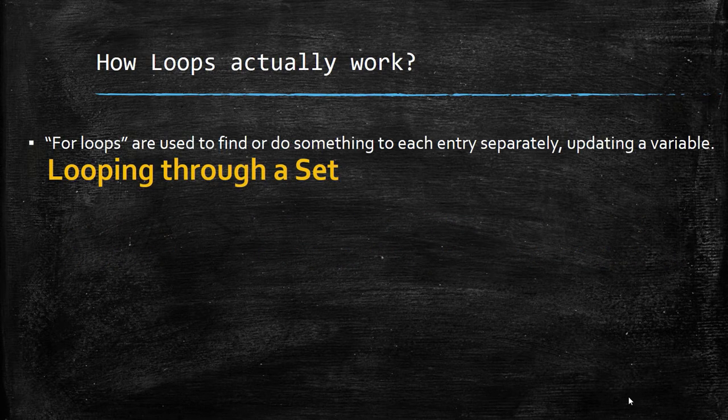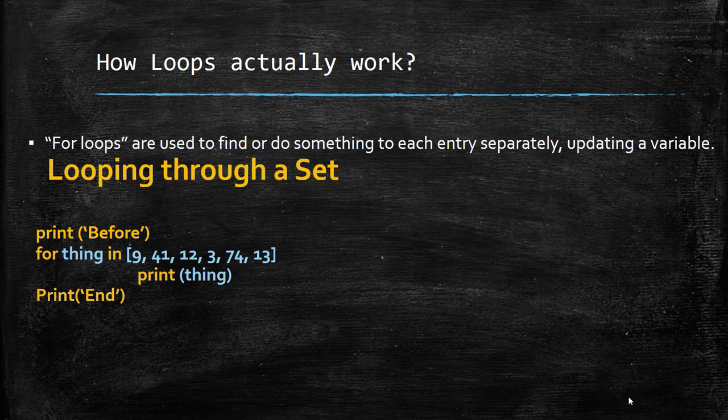Now for loops are used to do something for each entry separately, and after that they update a variable, and that is called looping through a set. So here we have an example. In the first line we want to print before, just to give it a starting point. There is no purpose for this line whatsoever. We are just defining a starting point for the program, and after that I have defined a for loop.